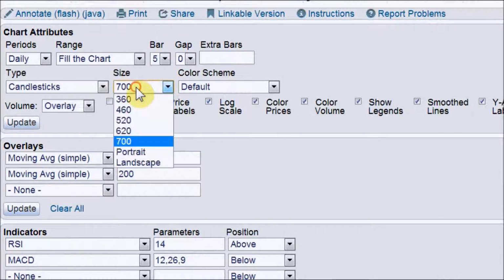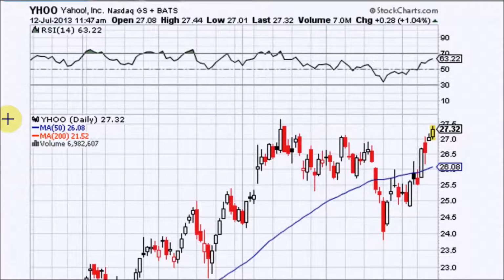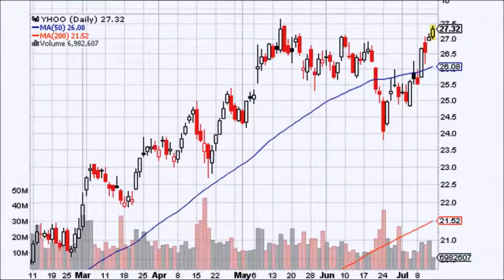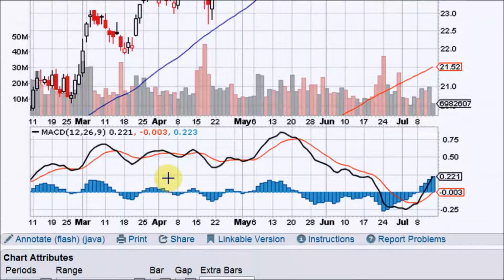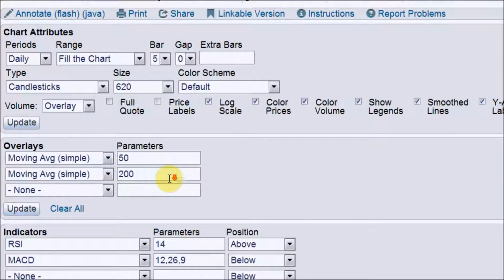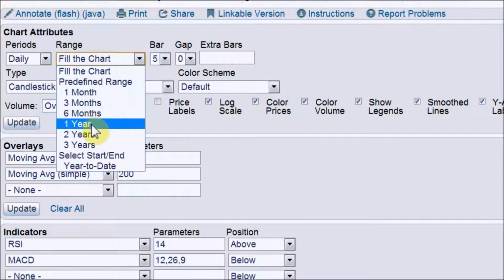Okay, the first one I'm going to do is to reduce the size to 620 so you can see it in this video. Now, what you see here is the small quote, the RSI, candlestick charts, the 50 and 200-day simple moving average. The volume is overlaid behind the candlesticks on this one, and you have the MACD. So let's go ahead and scroll down to the bottom and check each line. For daily charts, I like to look at 6 months.